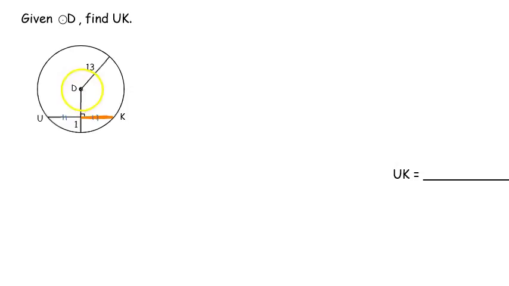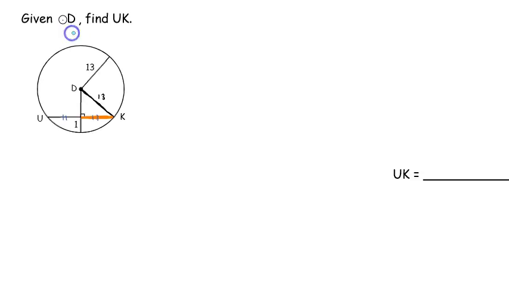And we also need to recognize that through any 2 points there is a line, so I can draw any radius I want. I can draw in the segment DK. When I do so, I know that that has a length of 13. So now I have one side of a right triangle. The second part is going to be finding this length here.